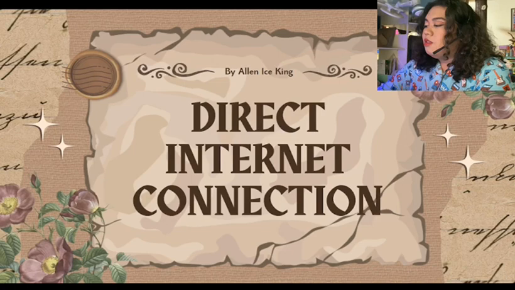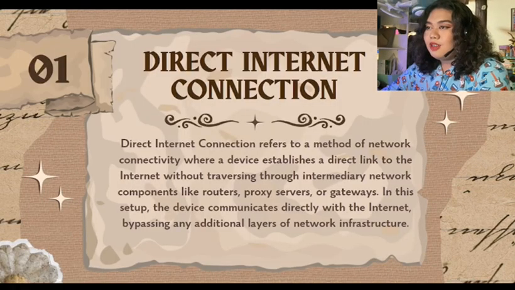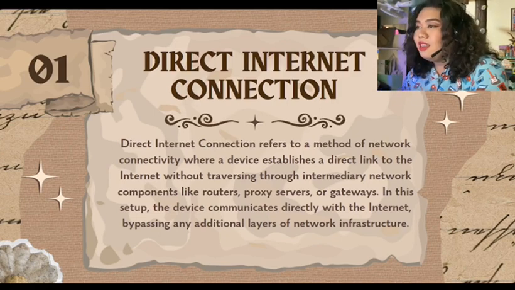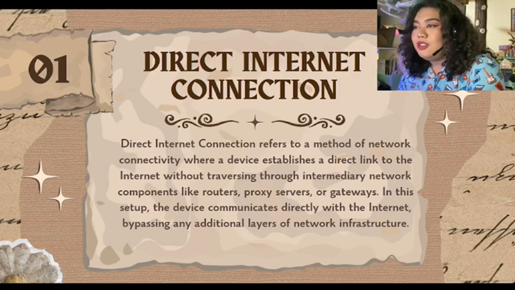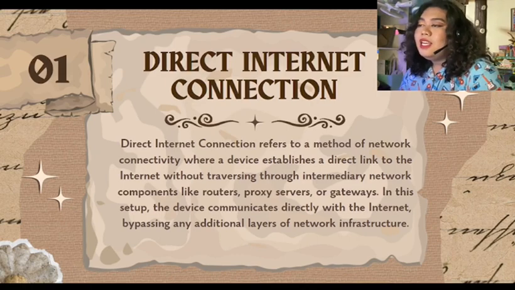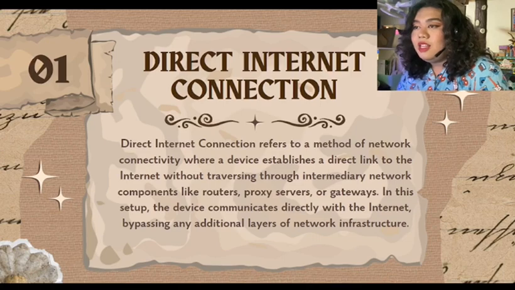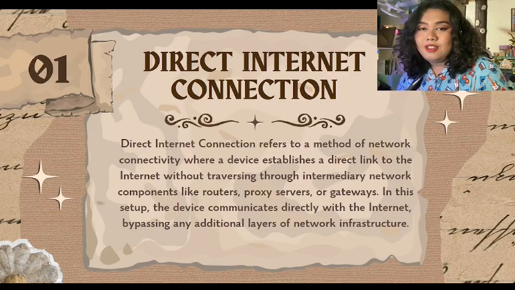Okay, so direct internet connection refers to a method of network connectivity where a device establishes a direct link to the internet without traversing through intermediary network components like routers, proxy servers, or gateways. In this setup, the device communicates directly with the internet, bypassing any additional networks of infrastructure.